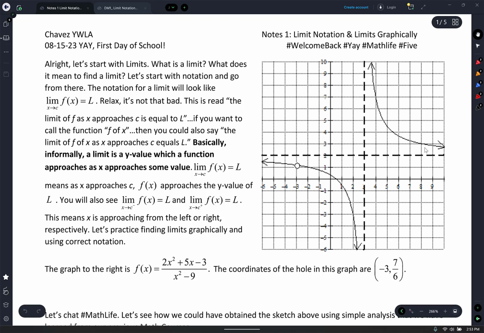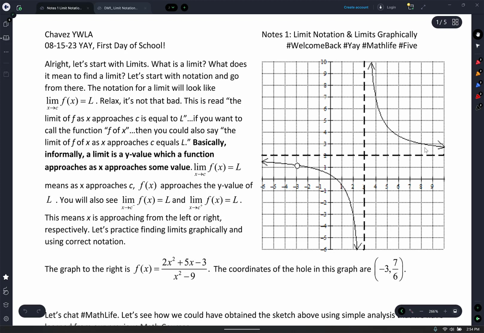All right, let's slow down. So here's how we read it, guys. Limit as x approaches c of f of x equals L means as x approaches c, f of x approaches a y value of L.